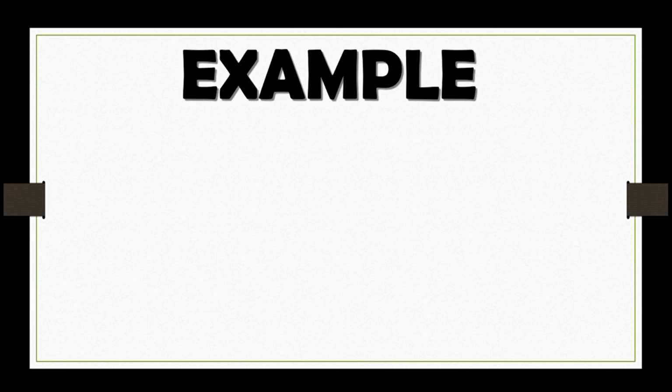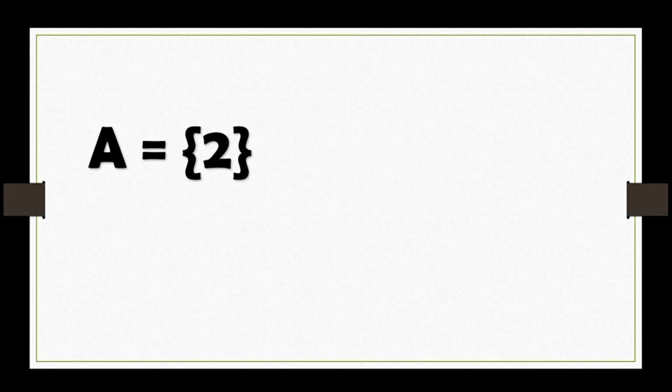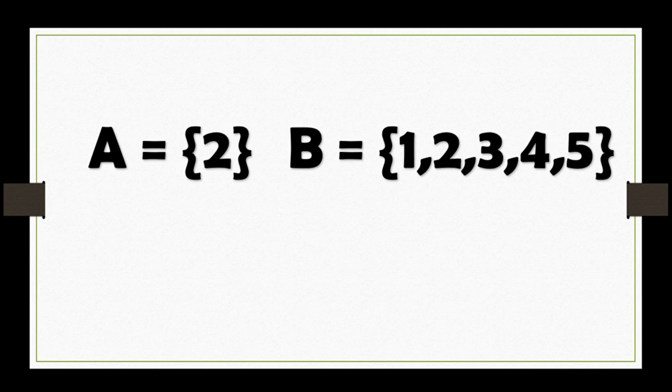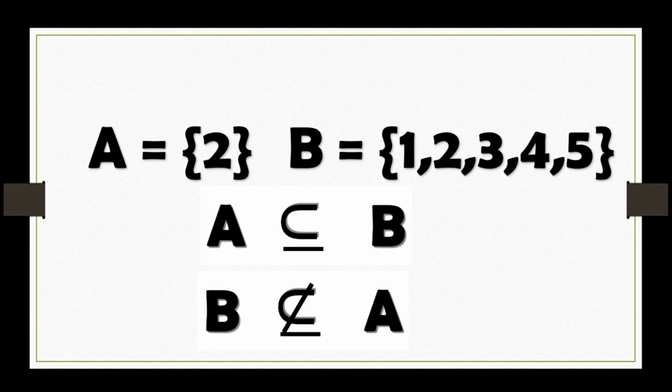Let's have an example. Set A consists of 2. Set B consists of counting numbers less than or equal to 5. Here, we can consider that set A is a subset of B because 2 is an element of A that is an element also of B. But on the other hand, B is not a subset of A because B has elements 1, 3, 4, 5 that are not found in set A.